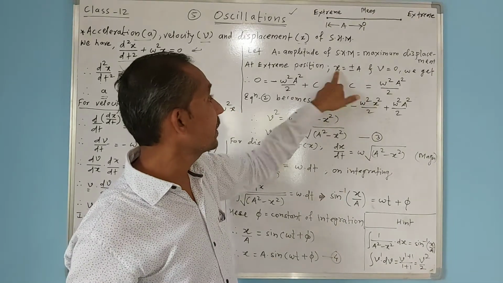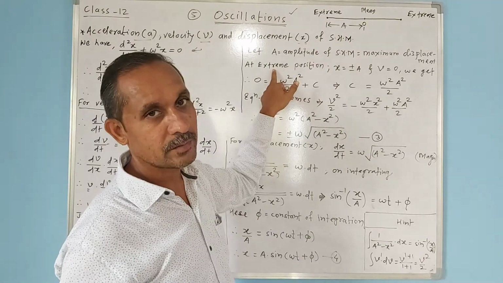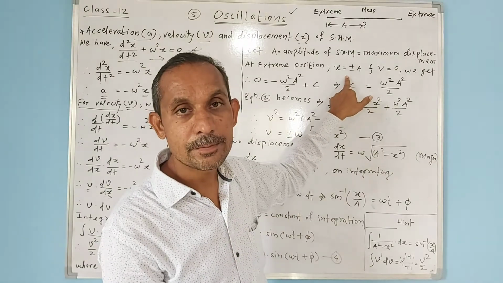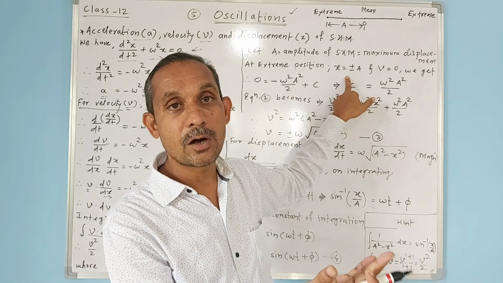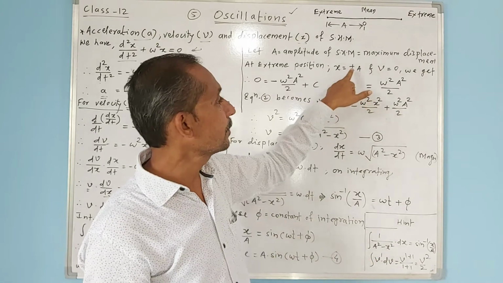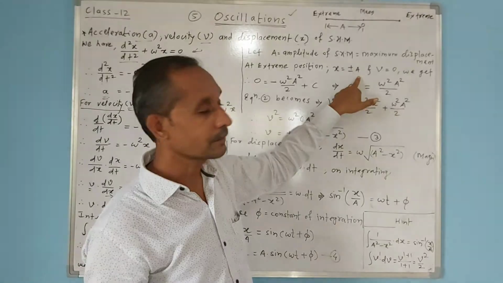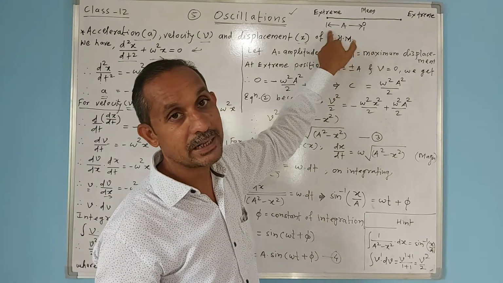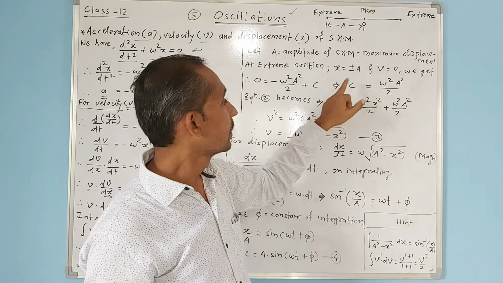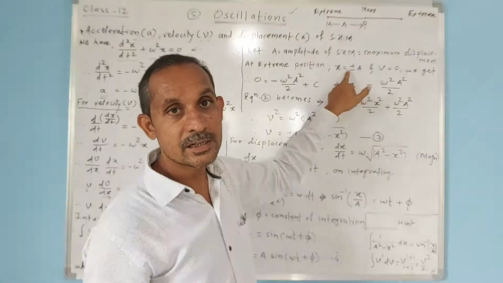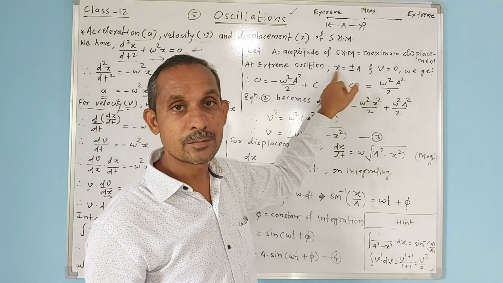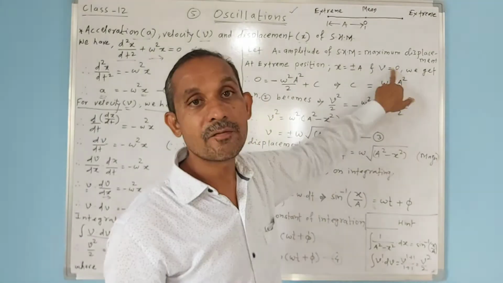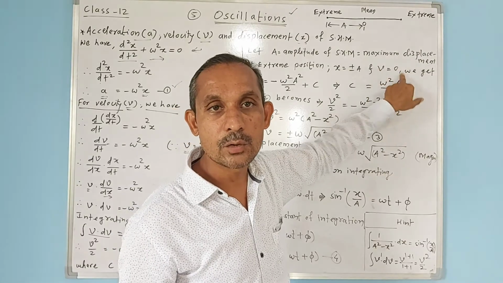So displacement at the extreme position, displacement x will be maximum, and it may be positive maximum or negative maximum. It means plus minus A. So at the extreme position, the maximum displacement is indicated by A, and x is equal to plus minus A, and velocity will be minimum. Velocity will be minimum means v is equal to 0.